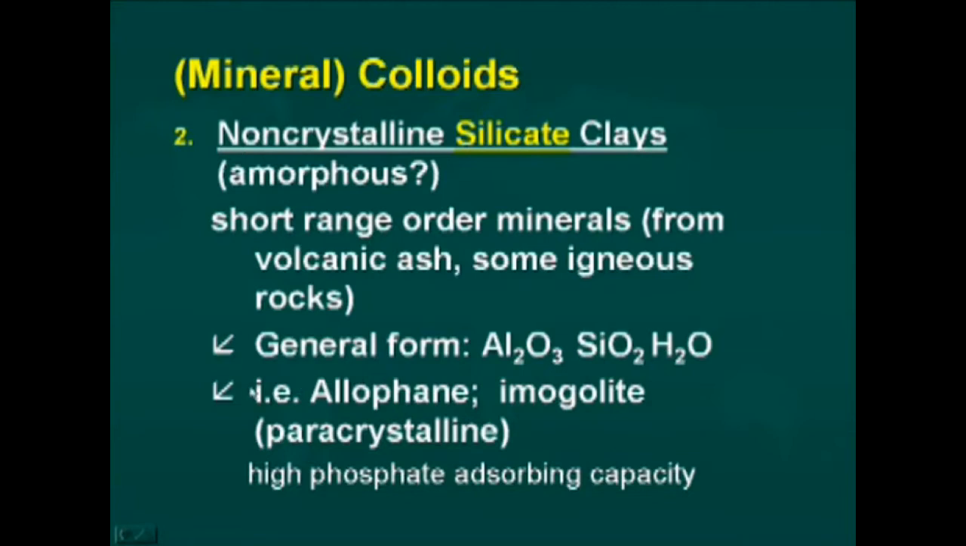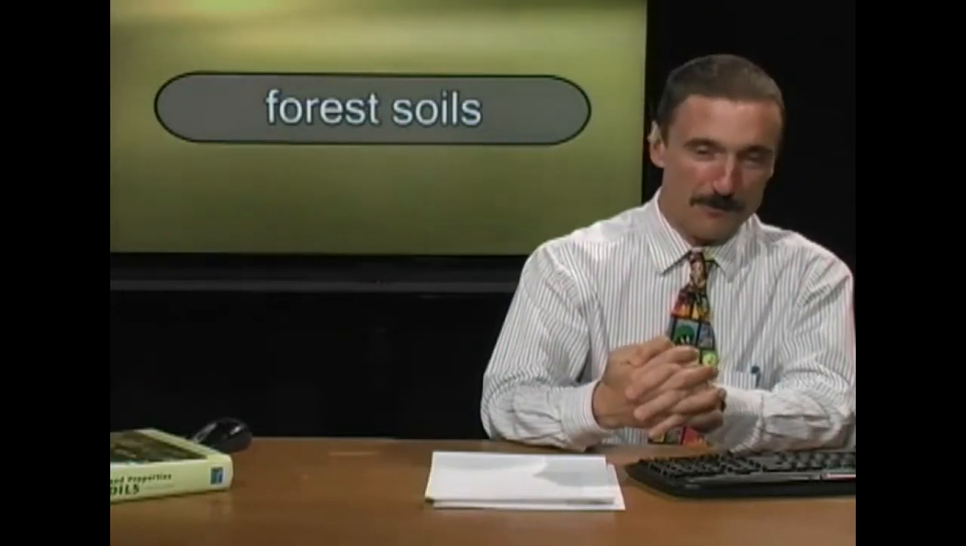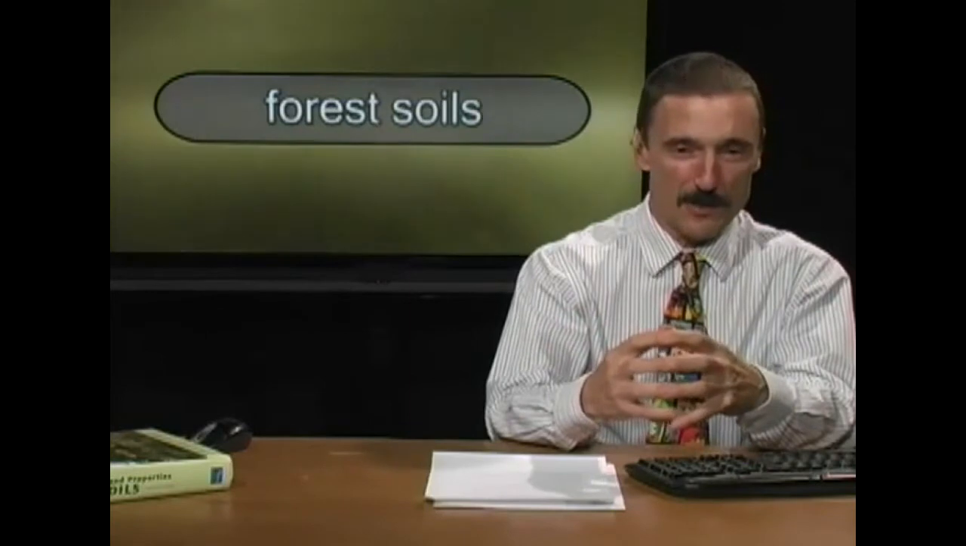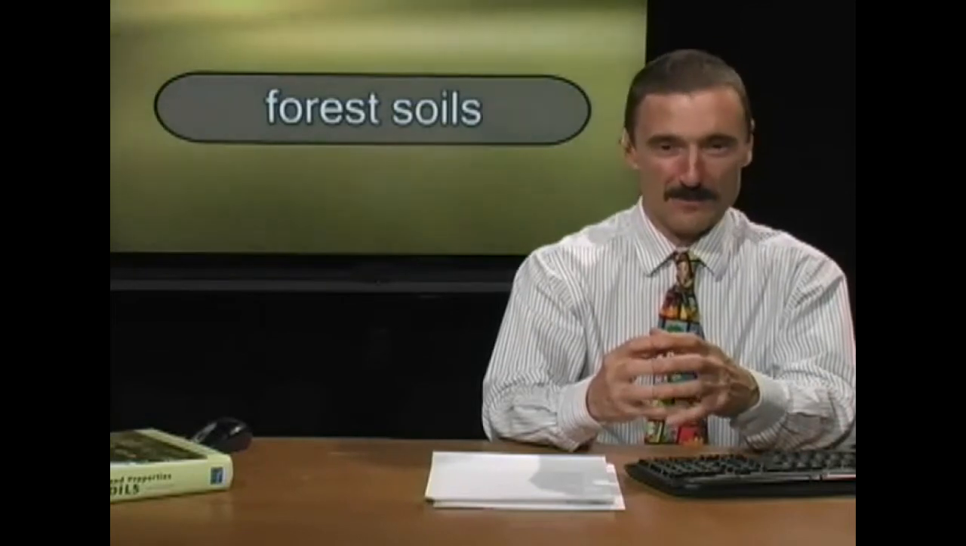And we've already talked about these. Now we're putting them into this other classification, non-crystalline silicate clays. We've talked about allophane and imogolite, these materials that originate in volcanic ash and volcanic glass. We refer to these, when they're partially, not quite amorphous, but not quite crystalline, somewhere in between, as paracrystalline. The important thing about allophane and imogolite is that they have a very high phosphate adsorbing capacity, and we call this phosphorus fixation. You put phosphorus on and the phosphorus is very highly attracted and doesn't move. That's an important feature of these non-crystalline silicate clays.